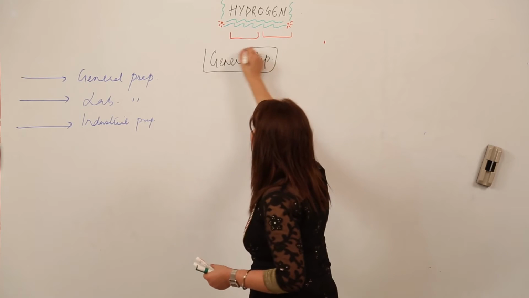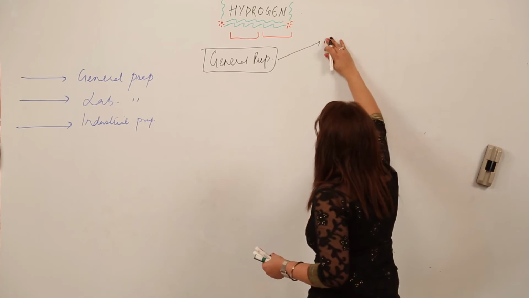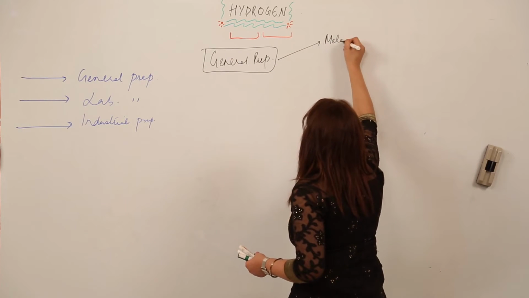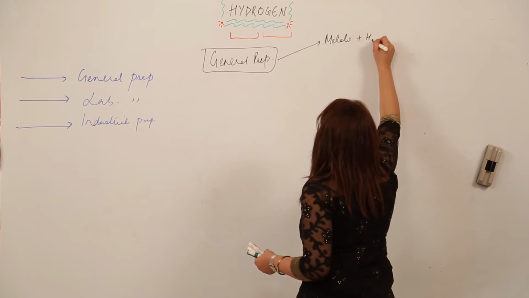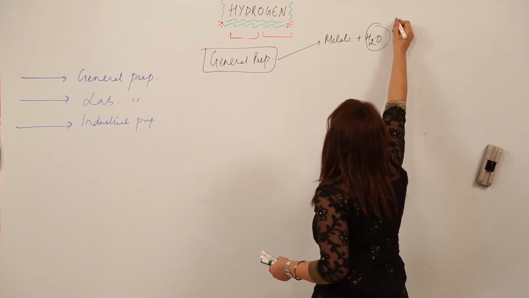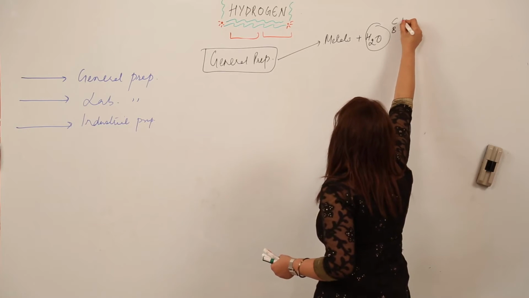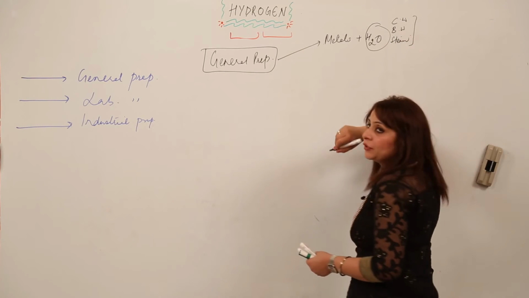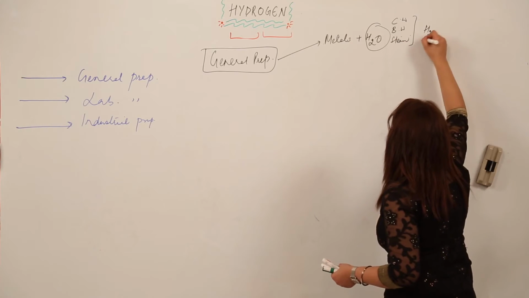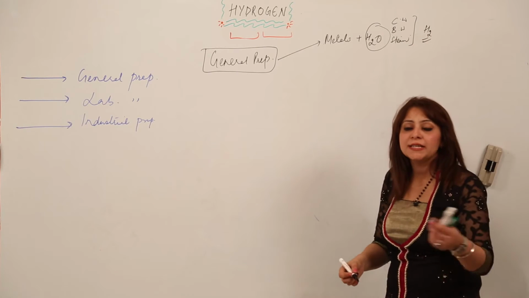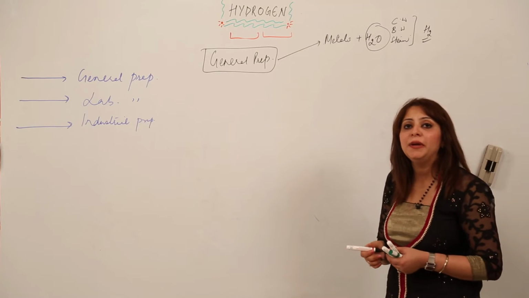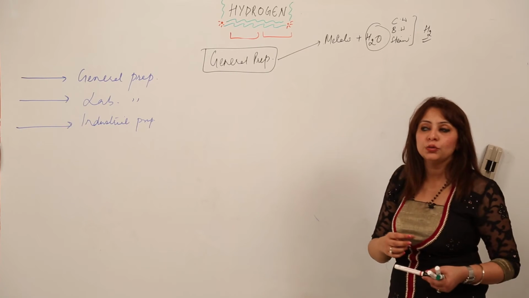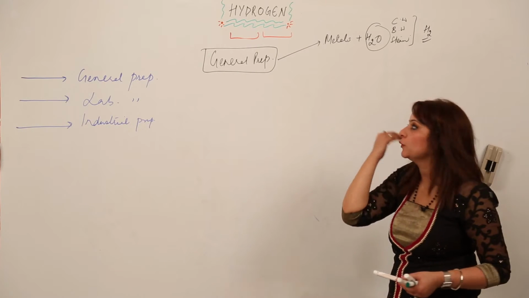The first general preparation we have is the reaction of metals with water. No matter, it can be cold water, boiling water, or steam. But somehow, after these reactions, we get hydrogen. But there are a few limitations, as I told you, so we are not using that as a main method, but still we get the hydrogen at the end of the reaction, right?